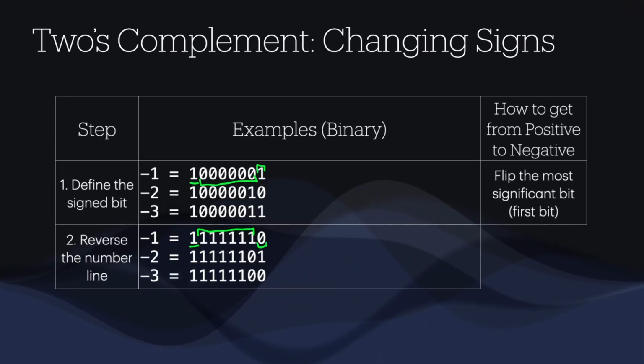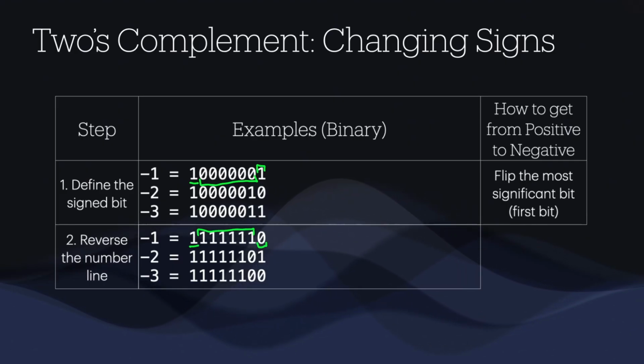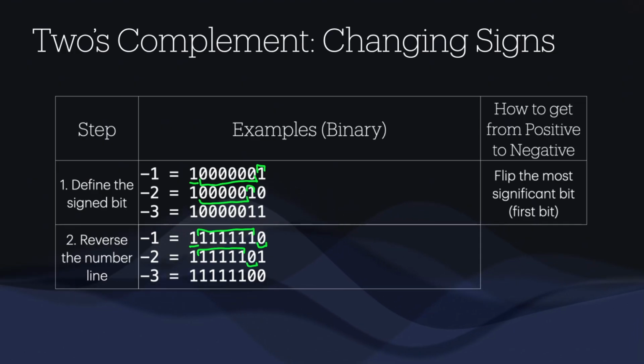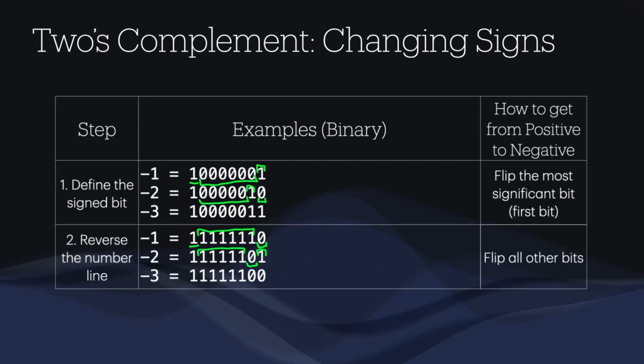The pattern holds for the next two numbers as well, where the first bit is always 1. Negative values always start with 1. But after that, these zeros got turned into a 1. This 1 got turned into a 0. And this 0 into a 1. The same is going to hold true for -3 as well. This is called flipping the bits. So if we combine the first step with the second step, all we had to do to go from positive 1 to negative 1 now is flip all of the bits.